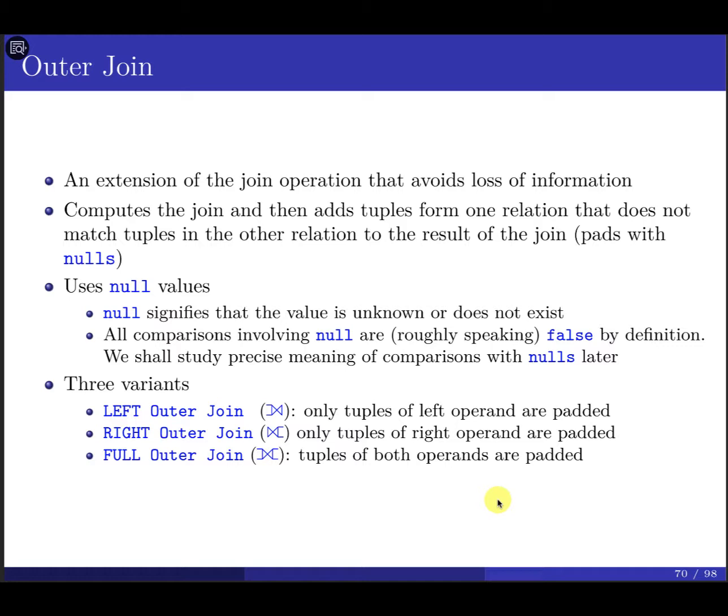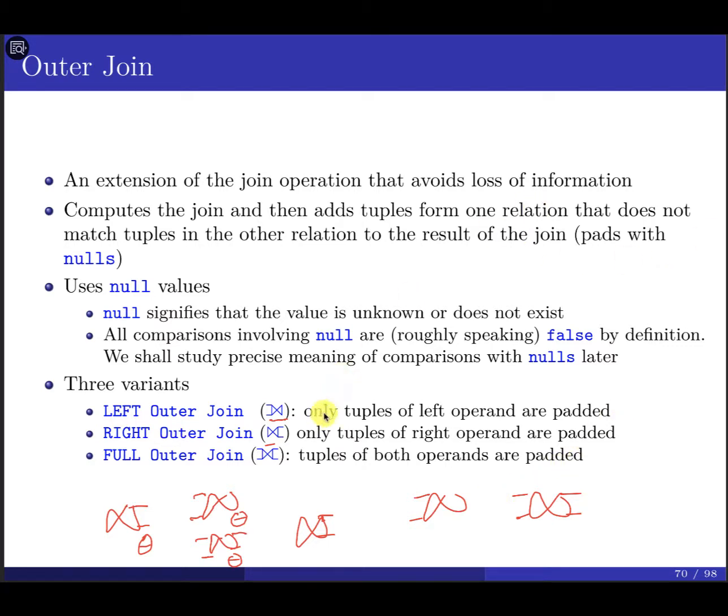So you see, by the way, how to write this: this is the left outer join, this is the right outer join, and this one is the full outer join. By the way, it can be a natural join or it can be a theta join. So you can do a right outer join with a theta here, and this is a left outer join with a theta join. Okay.